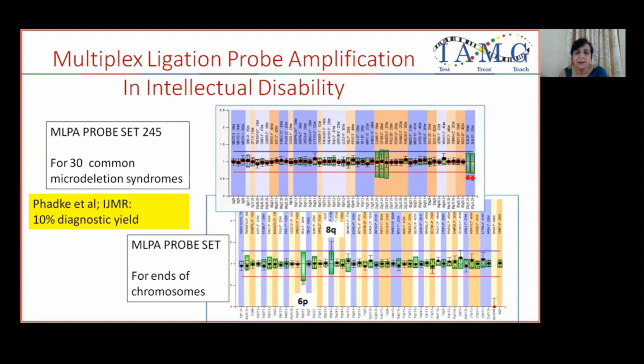In addition, if there are two abnormalities together, like the lower panel shows, there is a deletion on chromosome 6p and a duplication on chromosome 8q, such types of rearrangements where two segments are involved are usually associated with a balanced rearrangement in the parents, and hence an increased possibility of risk of recurrence.